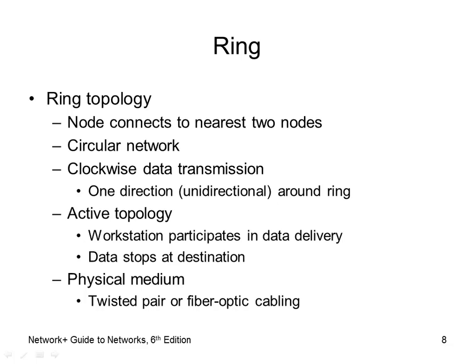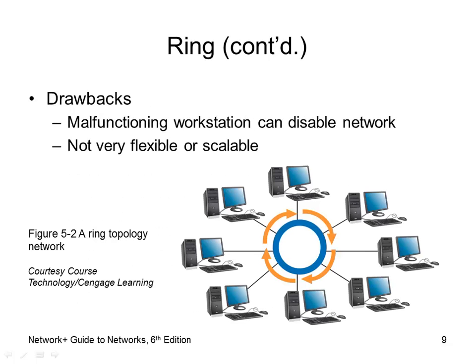So a ring topology connects to the nearest nodes on both sides, and it makes what's called a circular network. And data would flow in one direction around the ring. It is an active topology in that every workstation participates in the data delivery, and the data keeps going around the network until it reaches its destination. Physically, they use twisted pair or fiber. The drawback to a ring is that a malfunctioning workstation can disable the network, and they're not very flexible or scalable. So in a ring, every computer is reading the data of every other computer on the network.